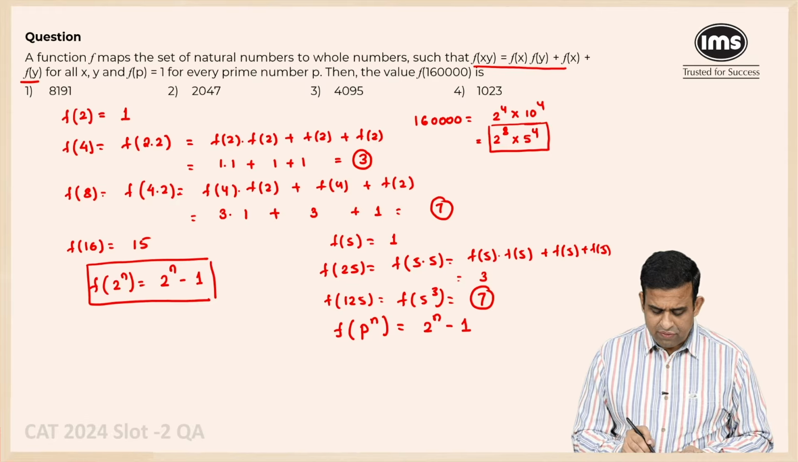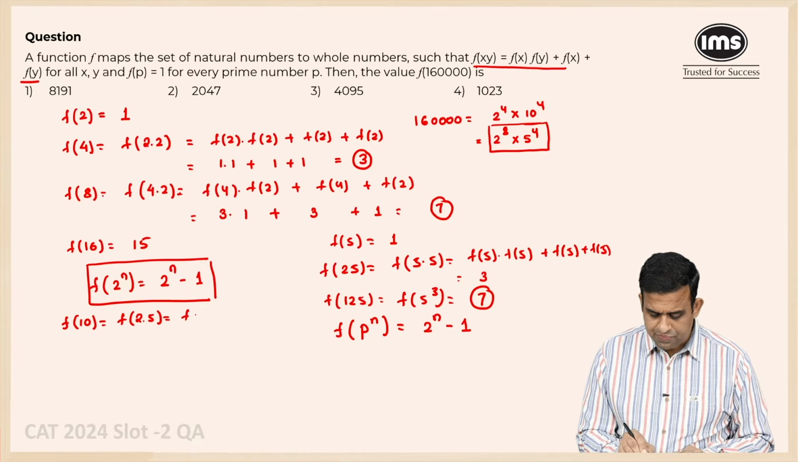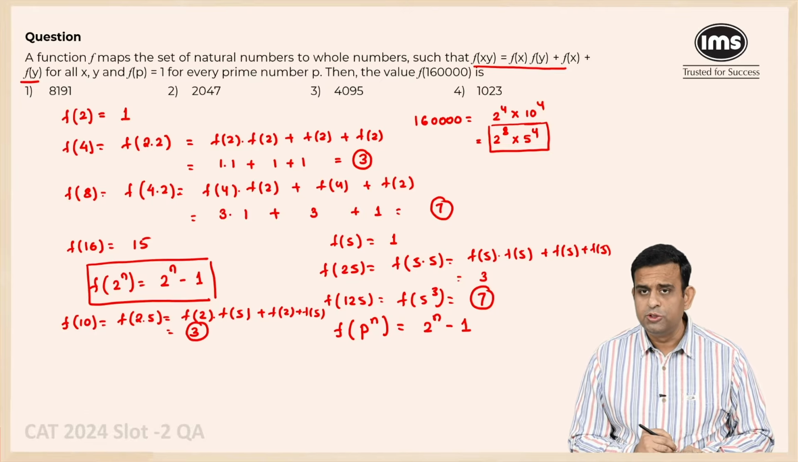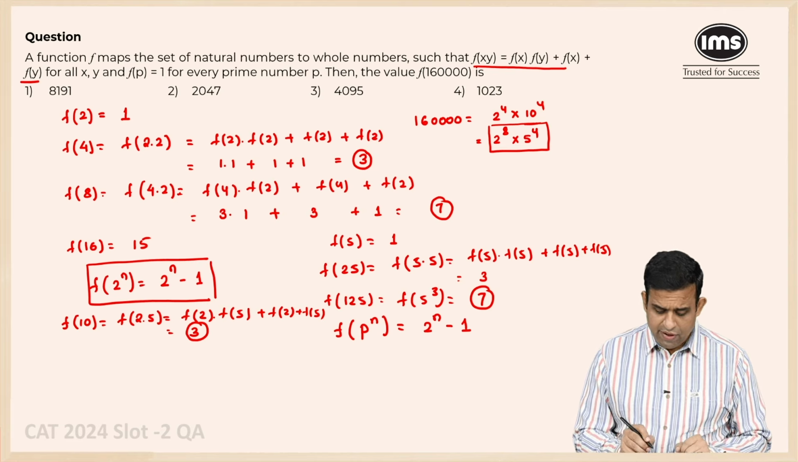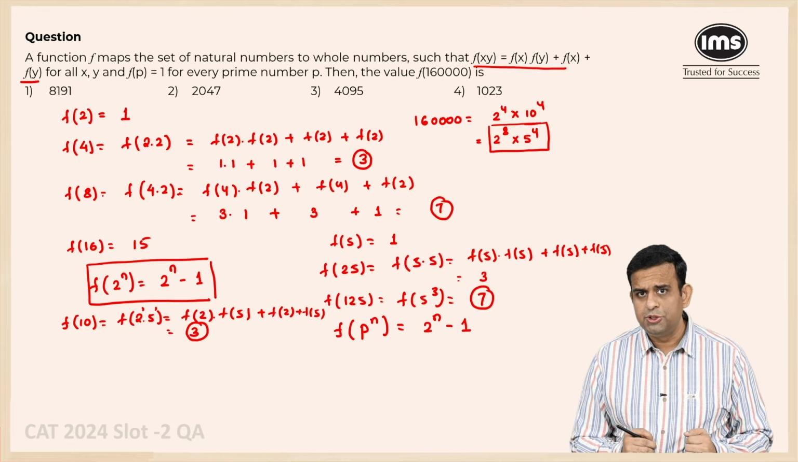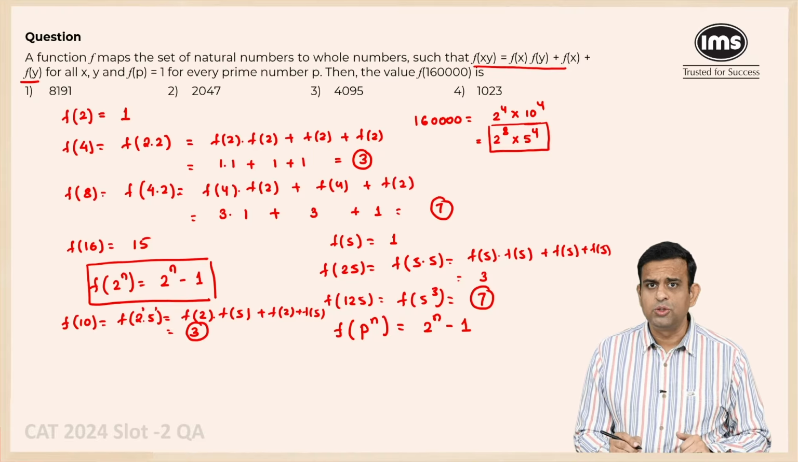In this particular case, someone asks you to find the value of f of 10, which I can say would be f of 2 into f of 5 plus f of 2 plus f of 5, and this outcome also comes out to be equal to 3. So ultimately in this particular case, if you look at the number f of 10 and if I look at the sum of the powers of the prime numbers, which happens to be equal to 2 in this particular case, that is why the required answer becomes nothing but 2 square minus 1 over here.